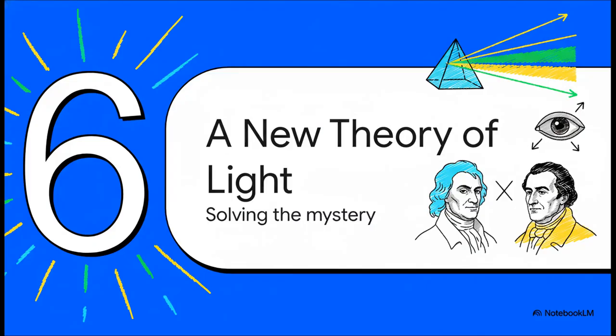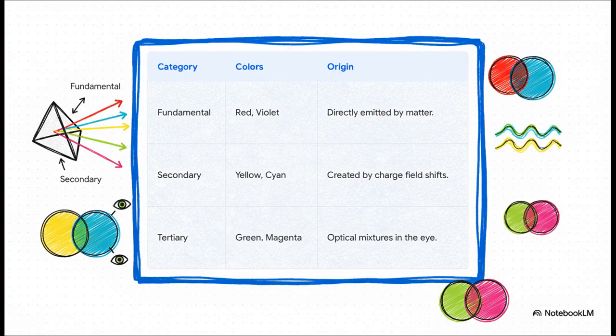Okay, so let's put all the pieces together. Let's see how this all combines into a new theory of light. One that actually tries to unify the best points from both Newton and Goethe to finally solve these color mysteries that have been around for centuries. This table lays it all out perfectly. At the very top, you've got your 2 fundamental colors, red and violet. These are the ones that are directly emitted by matter. Then you've got your secondary colors, yellow and cyan. These are created when that charge field pushes on and shifts the fundamentals.